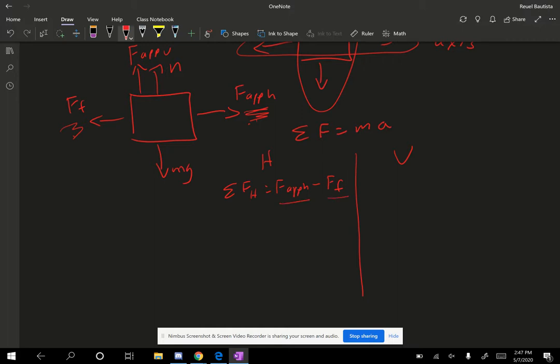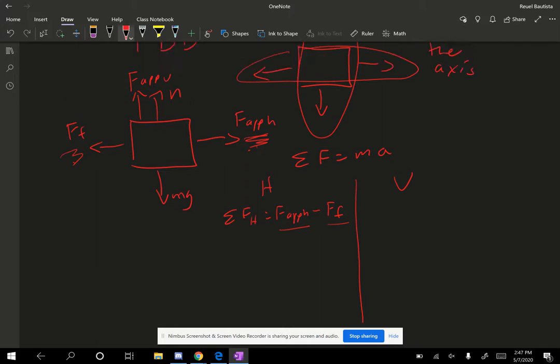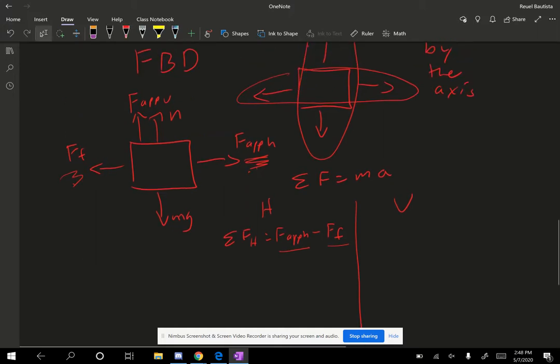When we're talking about vertical forces, they're going to be different. We're going to have three forces that we're working with vertically.